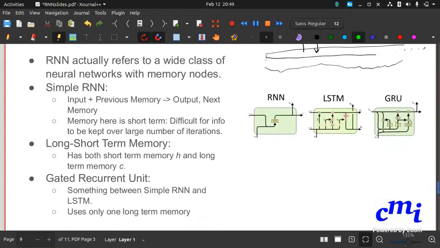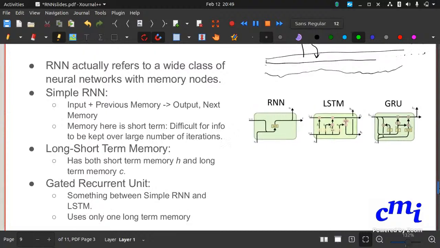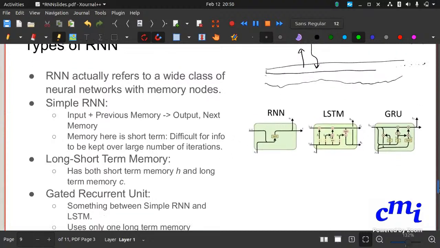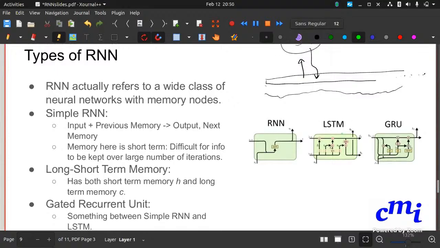So I'm just going to skip over most of the slides. There are various types of RNNs, but in the interest of time, unfortunately, I didn't pace myself well, I'll skip the details of what an LSTM is. But what I want to say is that it is a kind of RNN.